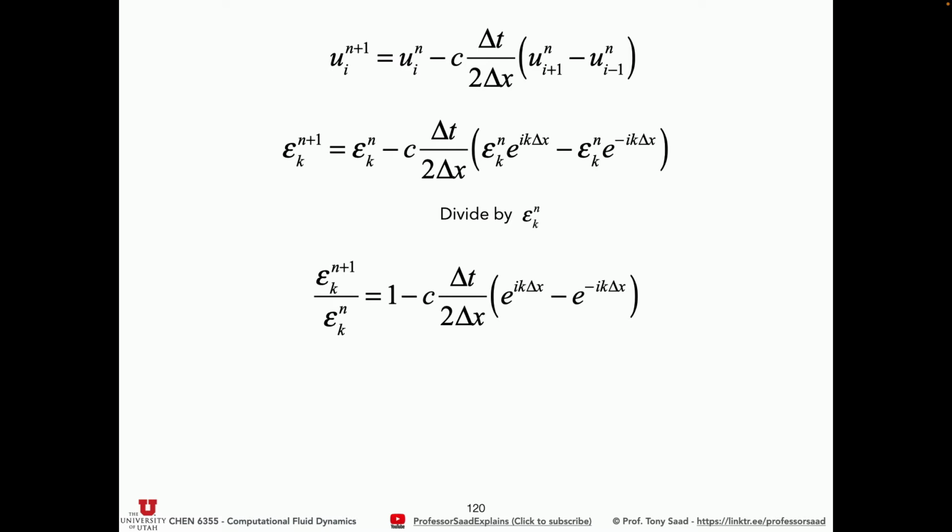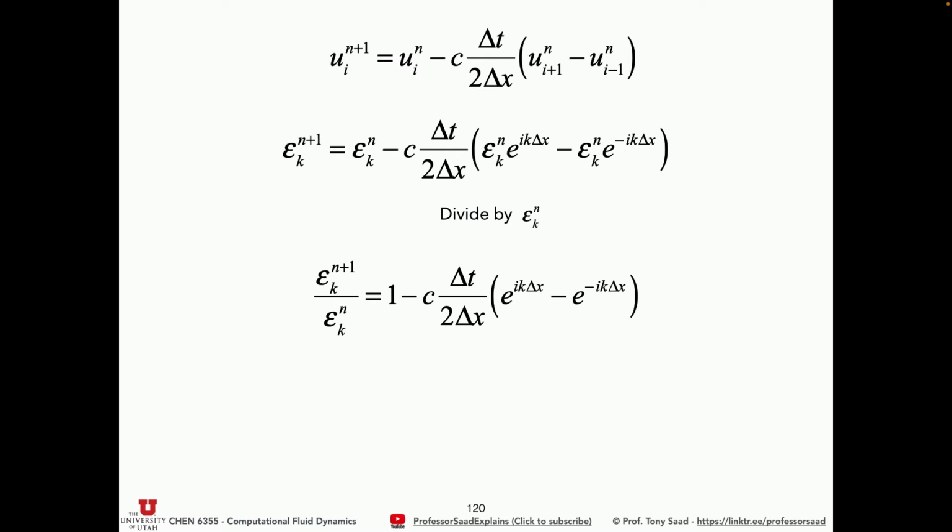You might say, oh, this is great. This amplification is going to be less than 1 because this is 1 minus something. No, no, no, no. This is complex space. This is not a number. This is a weird number. This goes in another dimension.